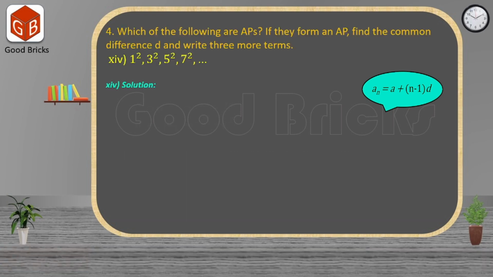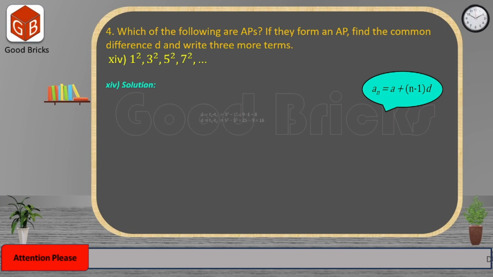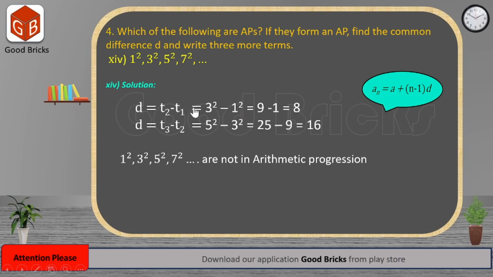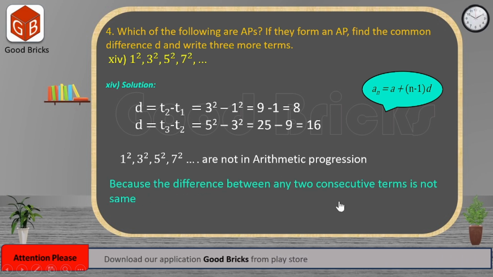Similarly, let us try to solve the next bit. So, in this bit also, when you simplify and find the difference between consecutive terms, you will get unequal differences. As a result, we can say that this series is also not in arithmetic progression.